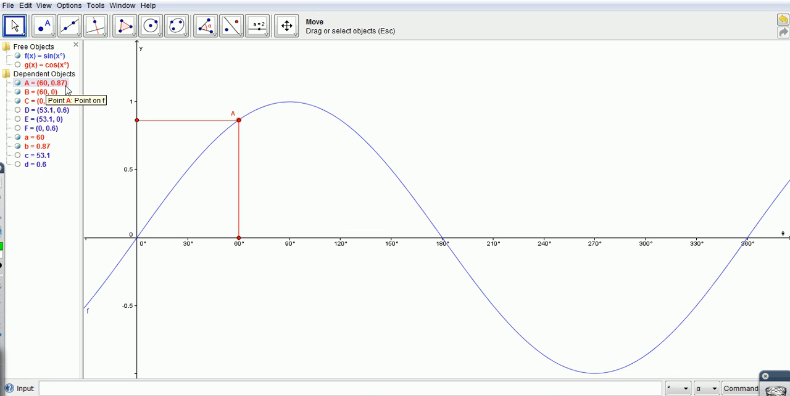See, that's 60 degrees. It's 0.87. Remember we said it was 0.86 something. I guess it rounds to 0.87. And that's what the value is. Now, what is 0.87 though? That's the calculator value. What's the exact value of that? Of the 0.87 one? Square root of 3 over 2.